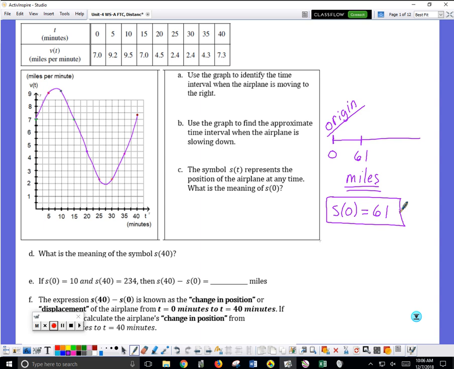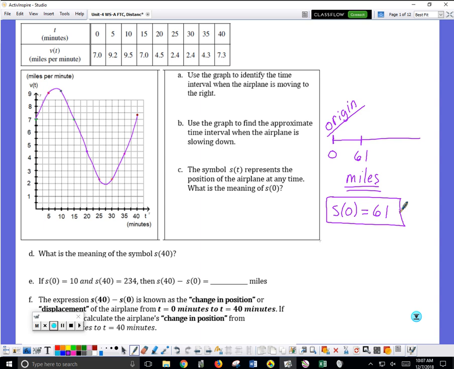Cool. Okay, it says use the graph to identify the time interval when the plane is moving to the right. This is a review question from Unit 1. It's a trick question. It's not meant to make you feel bad, it's just a trick. Who knows when the plane is moving to the right? Who knows why I know? Who remembers? Hands up. Come on, everybody who remembers. How do you tell when the plane is going to the right?